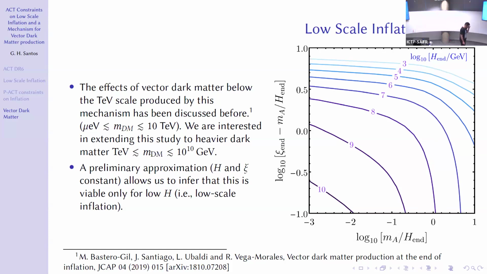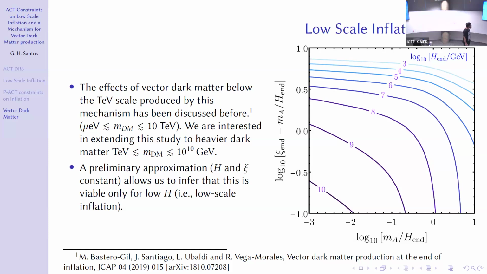In order to do that study, we first made a preliminary assumption that H is constant and C is constant. We're going to see that this has some challenges in a moment, but just for starters, we assume that H and C are constant. This allows us to have an analytical solution for the equations of motion. I'm not going to show you what it is because it's not that interesting. The interesting thing is the results.